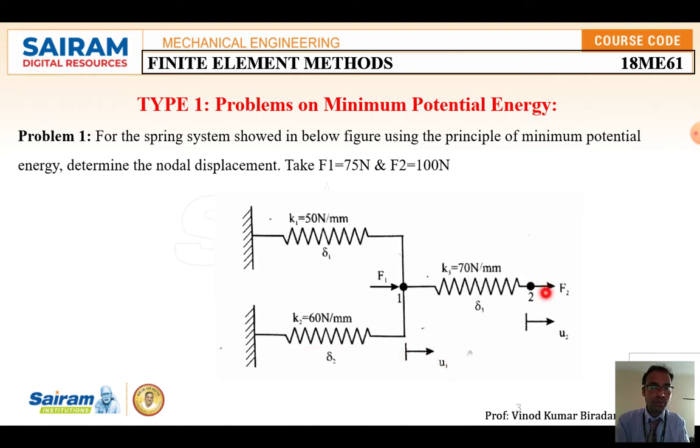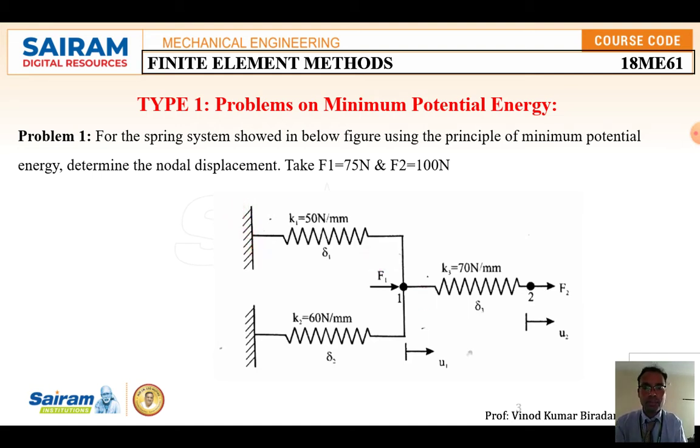Here F2 is also applied at node number 2. If you apply force here, the K3 spring also displaces, and that is delta 3, which is equal to u2 minus u1. We have to assume this, and it is very important. If you know this, you are going to understand and solve numerical problems of this type easily.